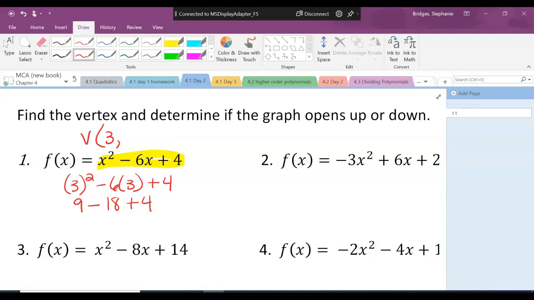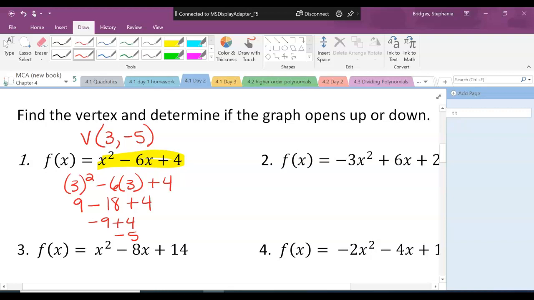And then I'm going to just work that out. 9 minus 18 is -9. And -9 plus 4 gives me -5. So the k value of my vertex is -5.